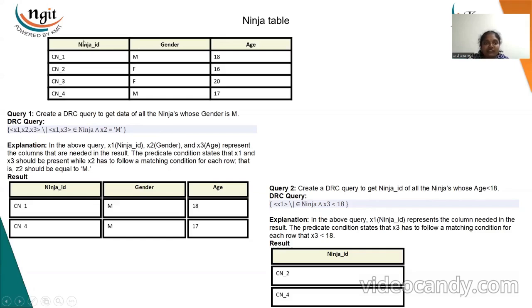So x1 represents the first attribute, that is the first domain. So x1 you are representing, wherein you are specifying the table name, that is ninja, and the condition is taken as x3, which is nothing but the age, which is lesser than 18. So we are going to retrieve the set of records. So this is how we deal with the domain relational calculus.